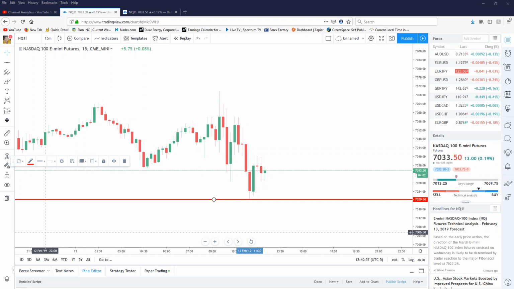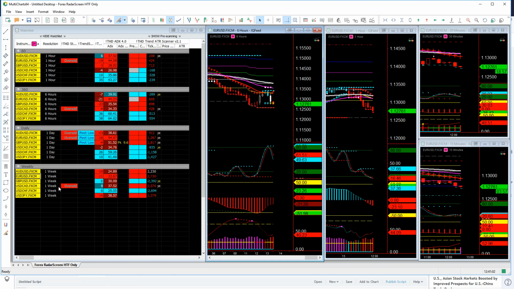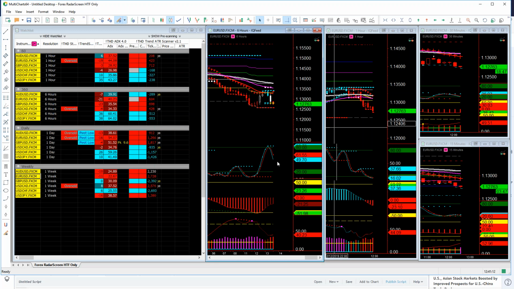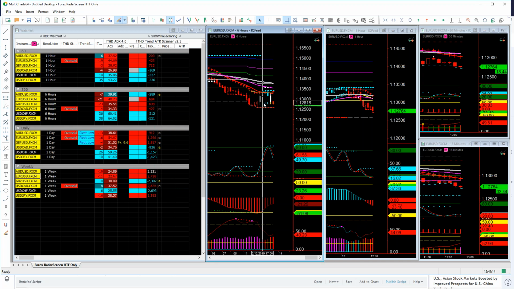Yes, MultiCharts has a DOM. In fact, you can't get closer to TradeStation than what MultiCharts is, because I do TradeStation too, Roland. And you can do the DOM on here. You can do really advanced volume analysis on here, Roland. These are advanced charting platforms.